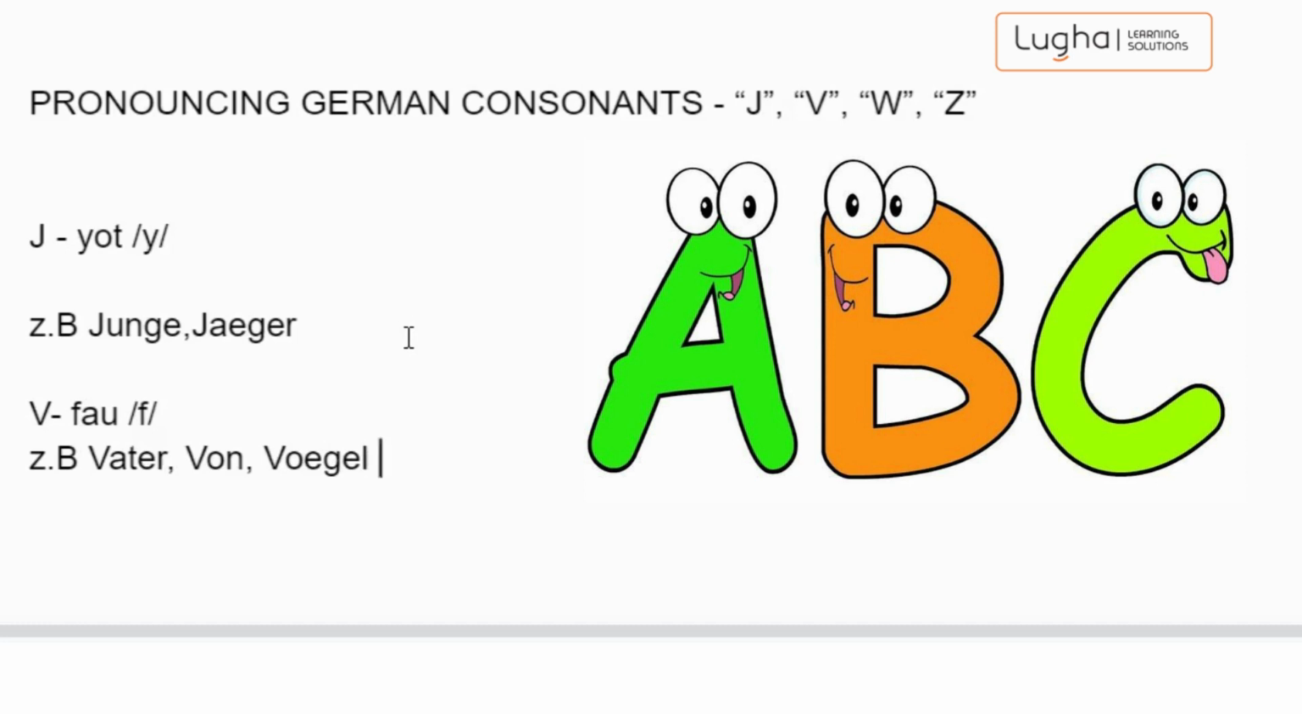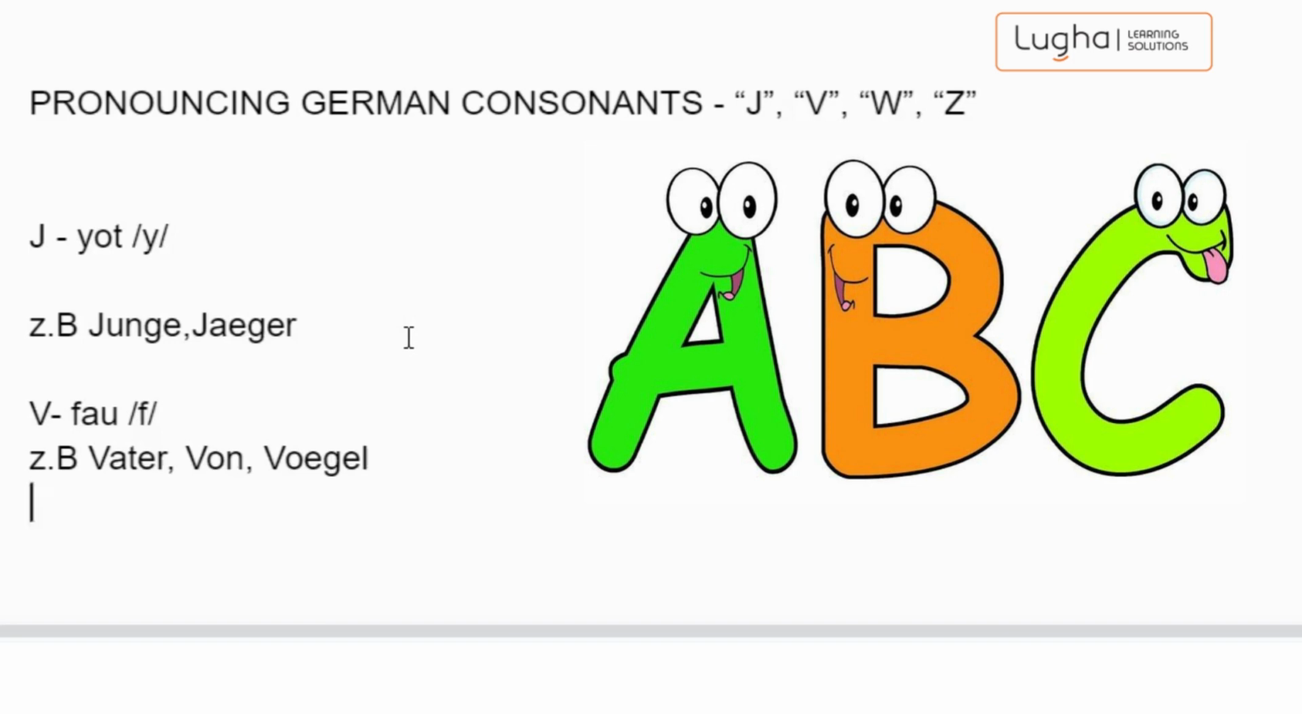Letter V is called Fau, and it is pronounced as F. Zum Beispiel, repeat after me: Vater, von, Vögel.